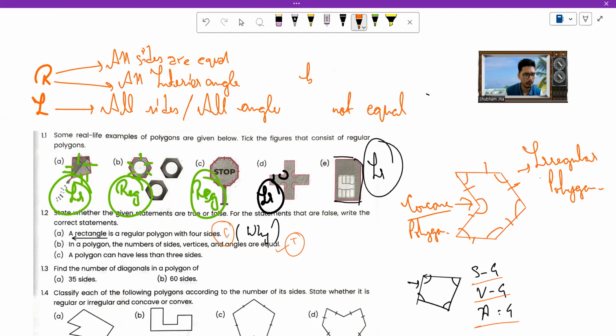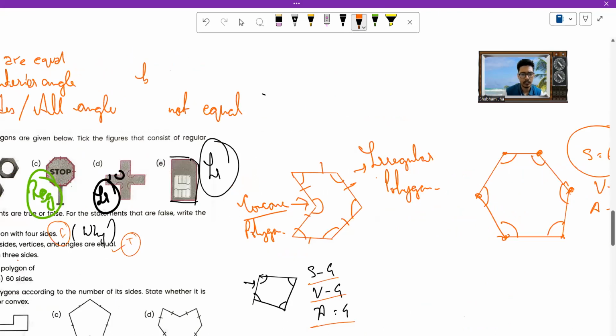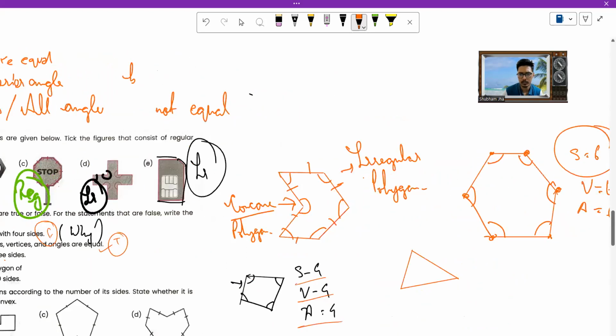A polygon can have fewer than 3 sides. Okay, let's check this. Can a polygon have fewer than 3 sides? What is a polygon of 3 sides? It's a triangle. Now, can I have a polygon of only 2 sides? If I draw 2 sides, like this will be my 2 sides. So this is my open figure, which is not a polygon.